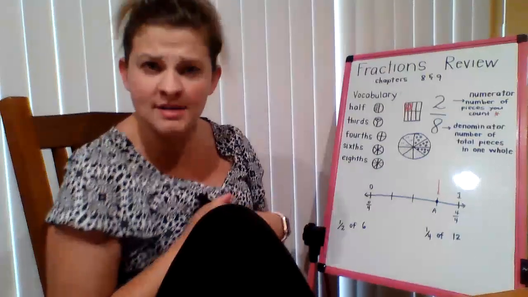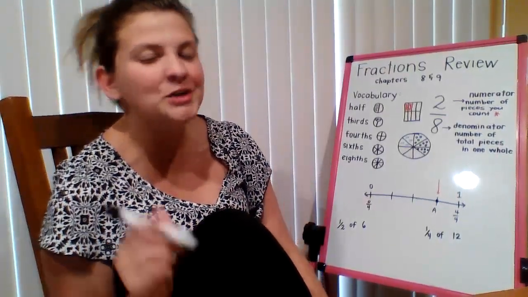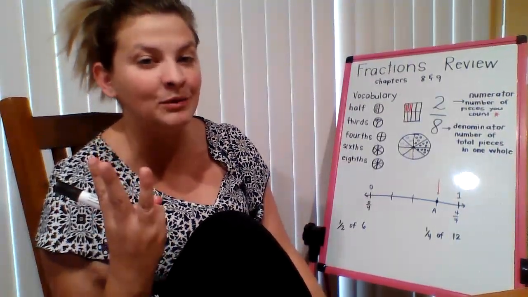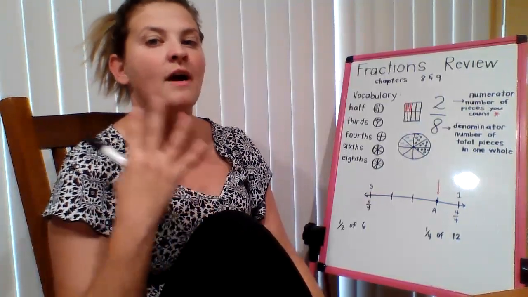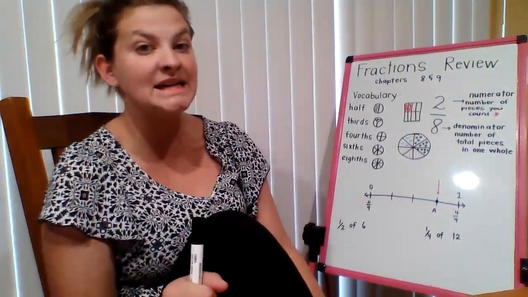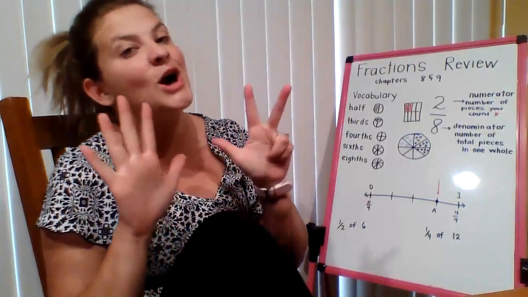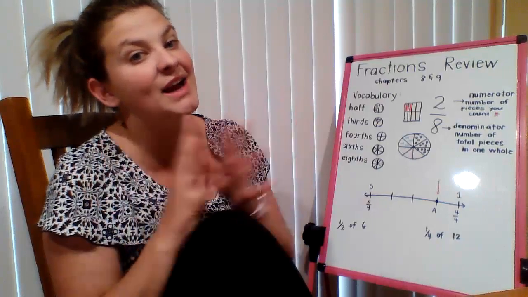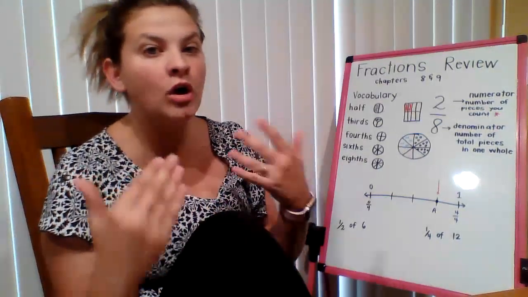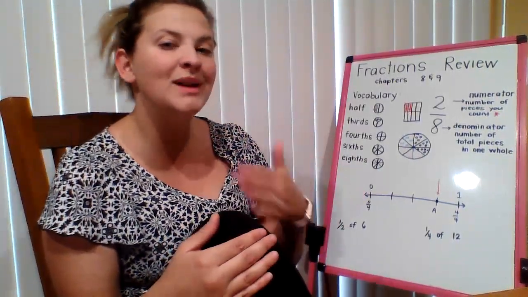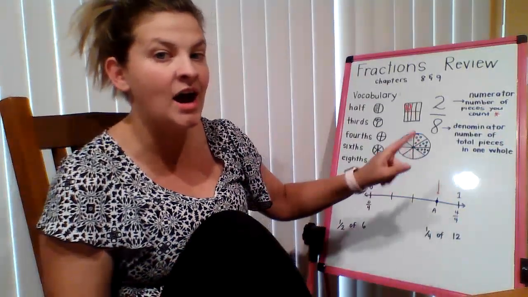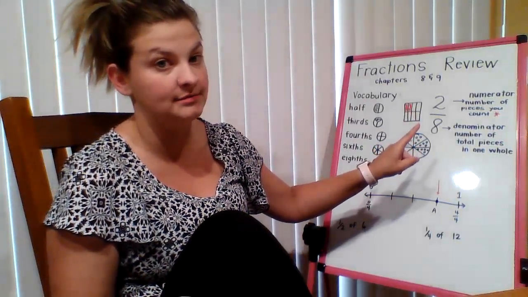Now, do you remember what thirds are? You should know that thirds are 3 equal pieces. Fourths are 4 equal pieces. Sixths are 6 equal pieces. And eighths are 8 equal pieces, right? So we know what they're called, but then we need to learn how to write a fraction, okay?